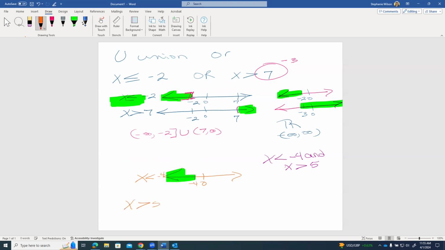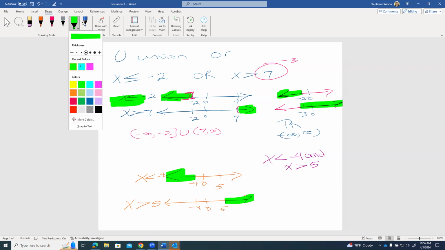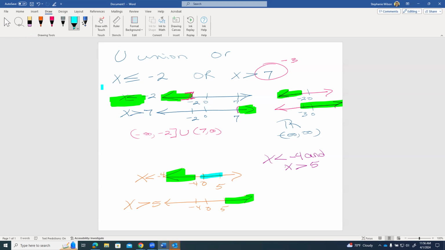Now I have x is greater than 5. Let's make sure our zeros and negative 4 line up. It's a positive 5, so it's going to come over here. It said x is greater than 5, not equal to, so it's just a parenthesis, not a bracket. What happens here is they do not share anything in common. There is no intersection between these two inequalities. So this one would literally be an empty set.